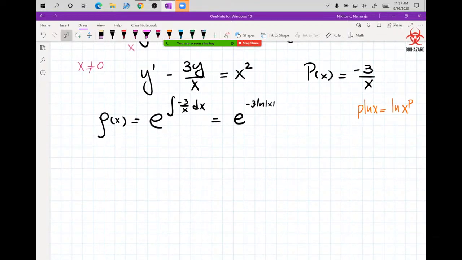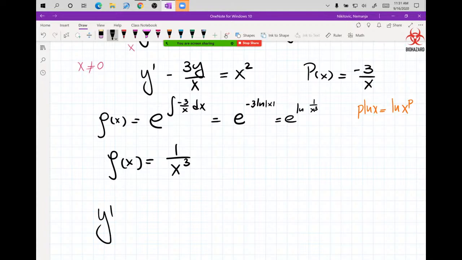So this negative 3 is going to go to x over there, and we're going to get e to the ln of 1 over x cubed, because the negative pushes it into the denominator, and then the 3 stays positive. So your rho of x is just 1 over x cubed. That's all it is. And now we get our y prime minus 3y over x equal x squared, and we multiply the whole thing by 1 over x cubed.